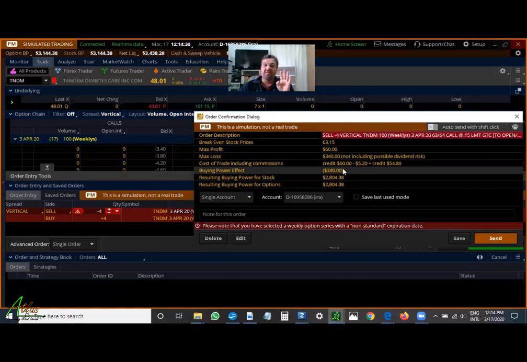For the contracts it is 400. Here it says 340, and that is just the buying power effect. But here you have the indication that they will withdraw from your account until the contract expires $100 per contract. So in this case, they will take $400. Just take the number and round it, and you will see how much it is. It's $400. And then once everything is okay, I send it.